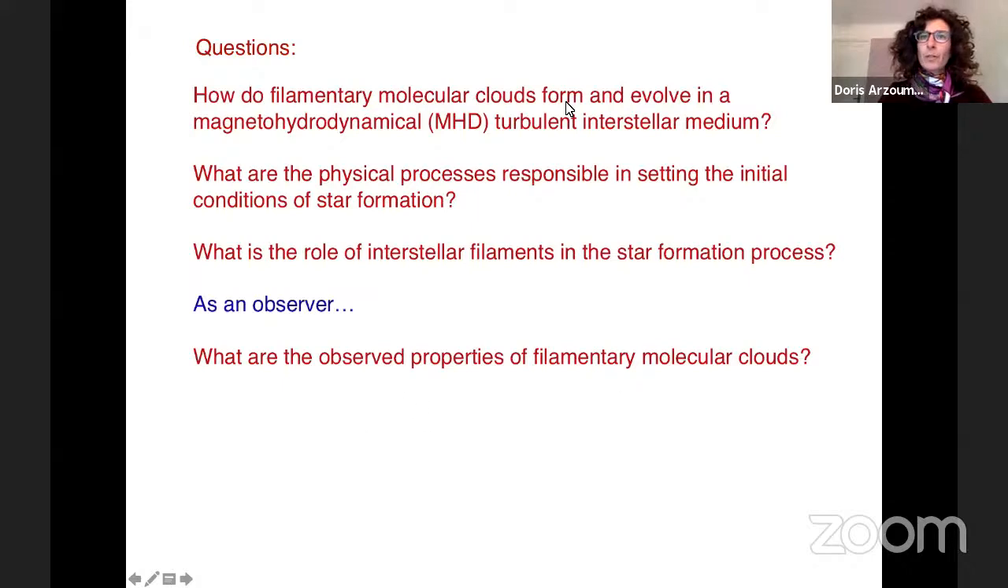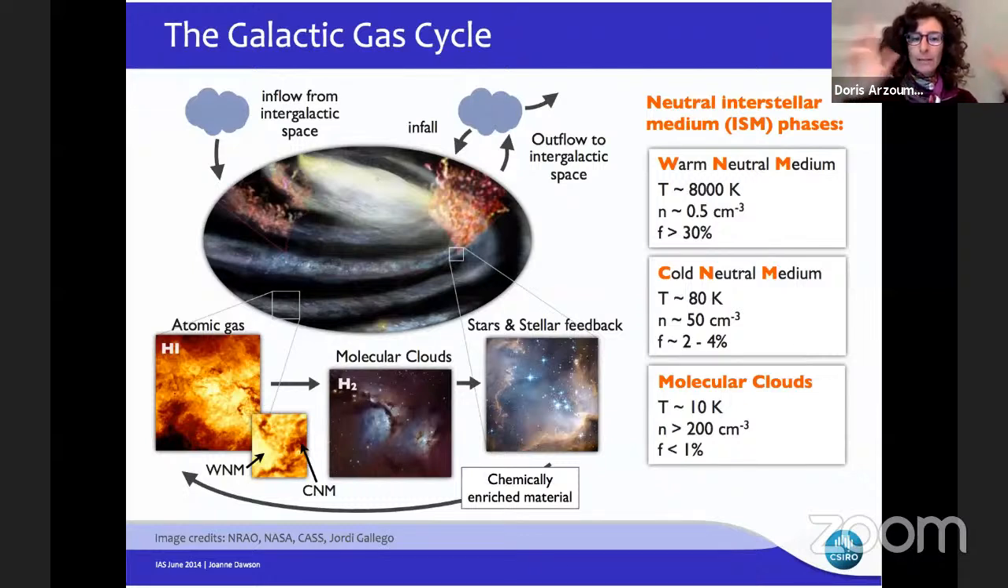So these first three questions that I was asking were the big questions, but we can narrow them down and ask a more observational question, which is: what are the properties of the filaments? For that, I will introduce a little more about the structure of the interstellar medium and its different phases. There is the diffuse interstellar medium, which is mostly made of atomic gas, mostly atomic H I. This diffuse medium can be warm and diffuse, and it can also be colder and denser. That is the cold neutral medium.